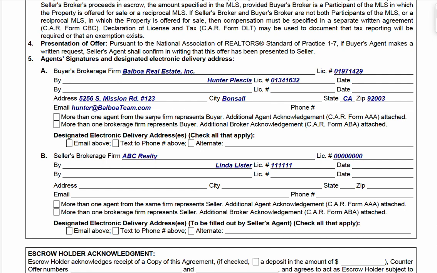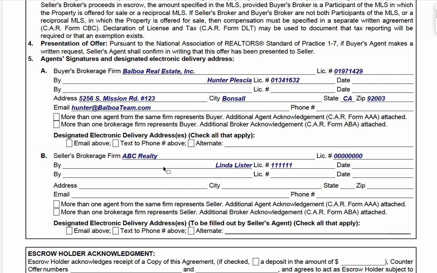But if there's another brokerage representing the buyer, so two agents, two different brokerages, but they're both representing the buyer, then you check this box here and you're adding that same form we added off the listing agreement, the additional broker acknowledgement. All right.